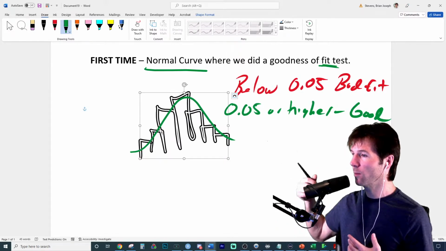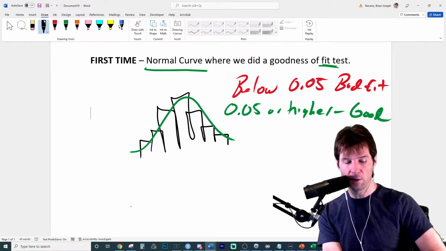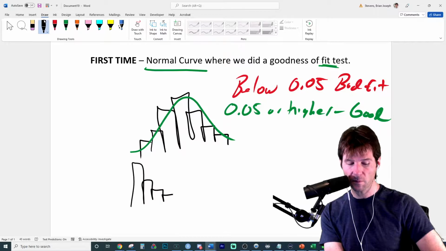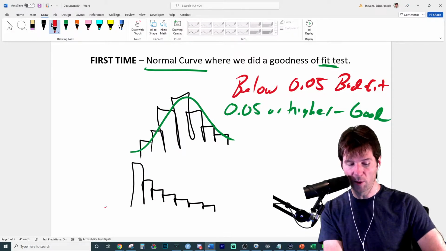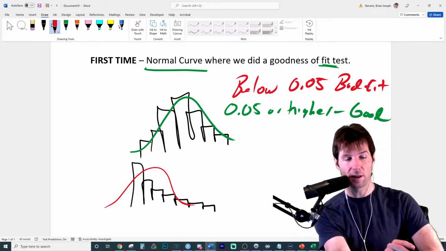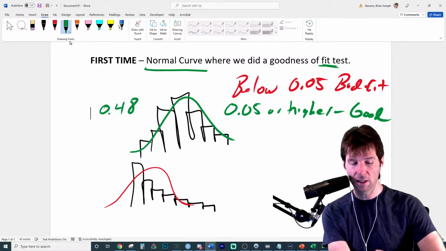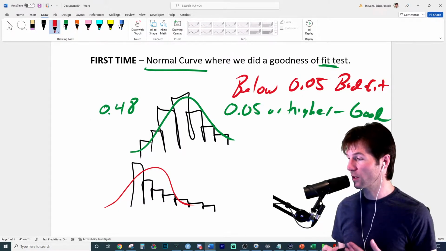Because the test would probably come back that this is a good fit. But then go over here and do a different distribution, which we could throw back to what we were just doing, fit a normal curve on top of this. This would come back with a p-value of probably what? Like this one right here, hypothetically, could have a p-value of 0.48, and that's just telling us that we still believe it's a good fit.